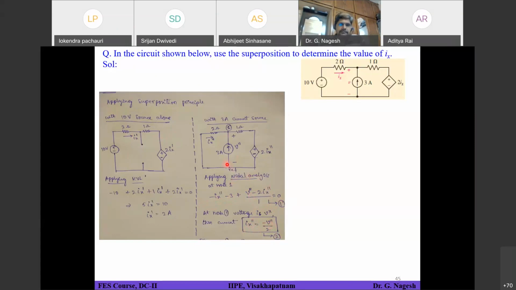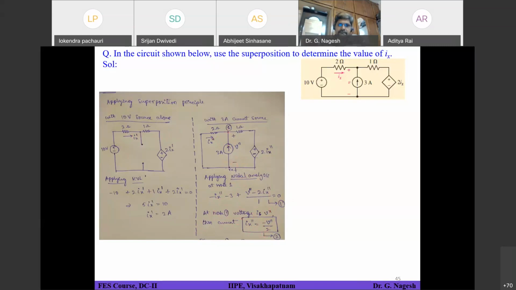So you have to find out Ix double dash. How to proceed with that? You have two equations, equation 1 and equation 2. At node 2, voltage V2. See, at node 1, voltage is V double dash. Then what will the current be, if you see in the circuit? At node 1, voltage is V double dash, so Ix double dash is equal to minus V double dash divided by 2.